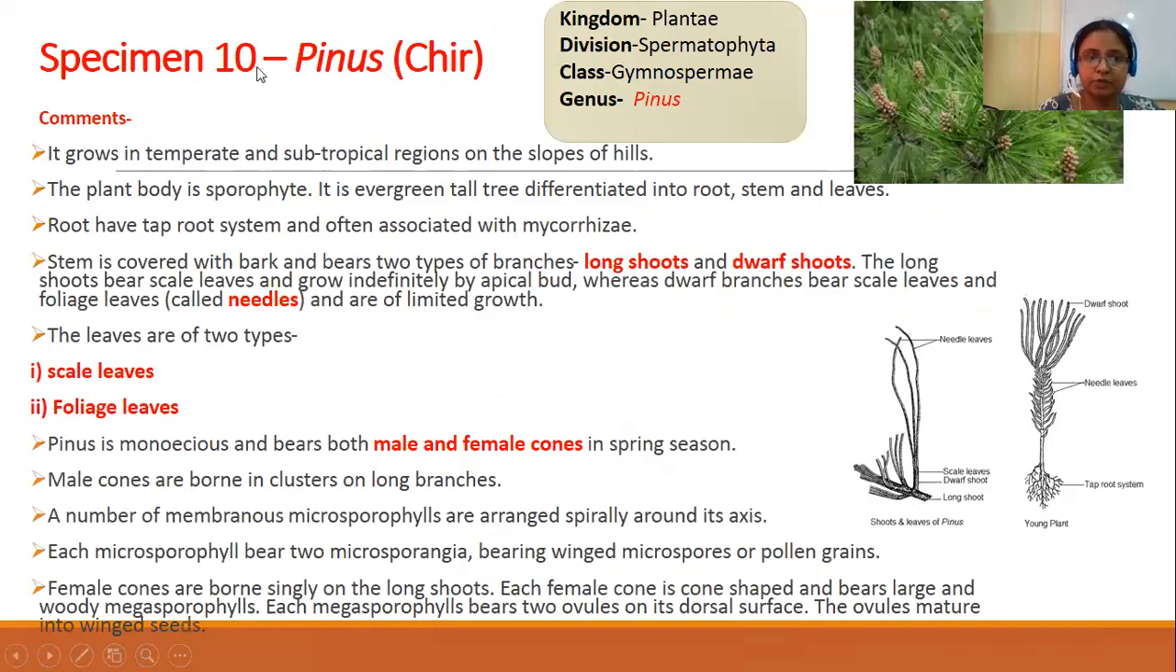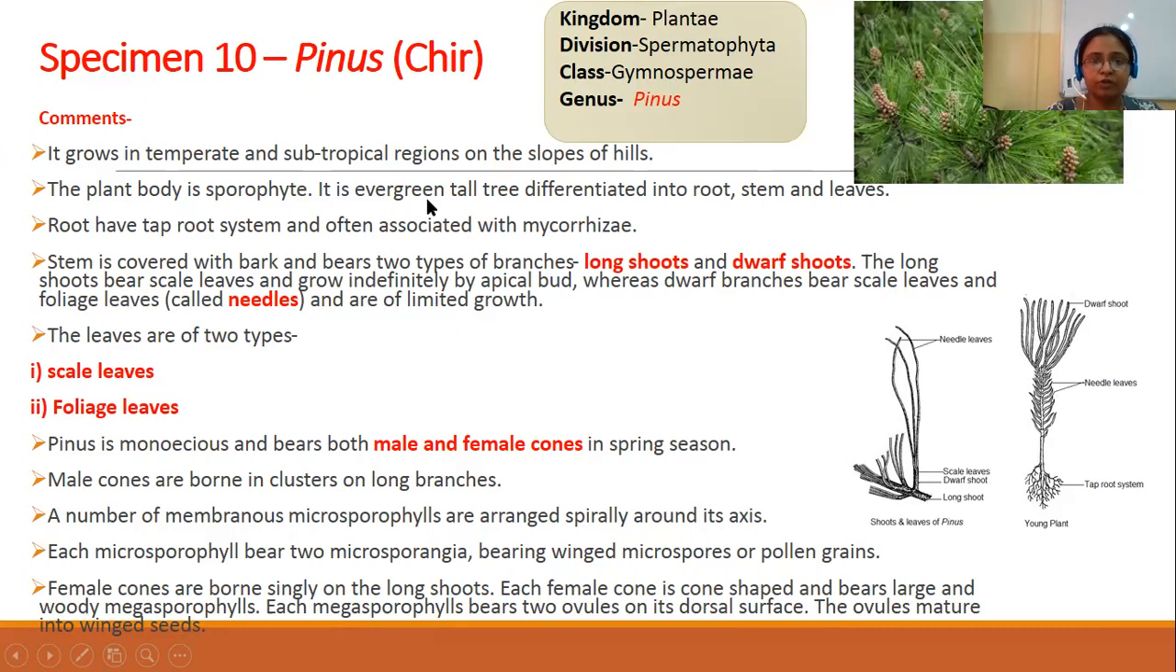Now the next specimen is Pinus. Pinus is commonly called the chir pine. This is the classification of Pinus. Kingdom Plantae, division Spermatophyta, and class Gymnospermae. So it belongs to the class Gymnosperms. So this is again an advanced group, an advanced class under the kingdom Plantae.